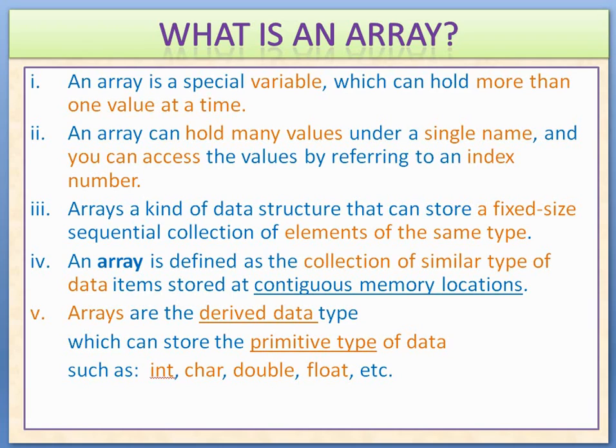An array is a special variable which can hold more than one value at a time. An array is a collection of similar data elements. These data elements have the same data type, and arrays are a derived data type which can store the basic or primitive data types such as int, char, double, float.